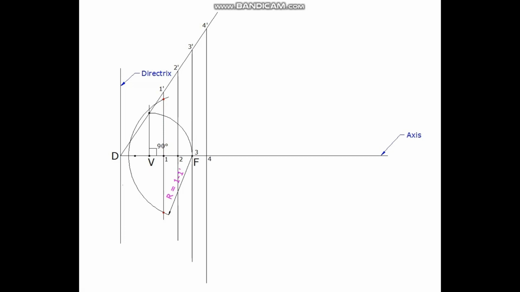Measure the distance 2, 2 dash. Cut arcs on the same line on both sides. Measure 3, 3 dash. Mark points on the line passing through point 3. Measure the distance 4, 4 dash. Cut it on the same line on both sides of the axis. Join these points with a smooth curve to obtain the hyperbola.